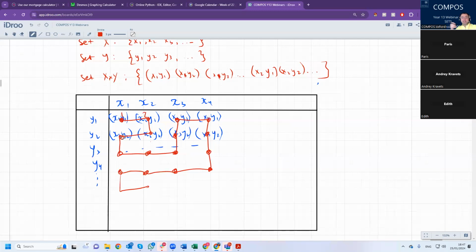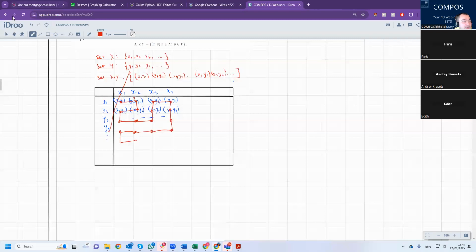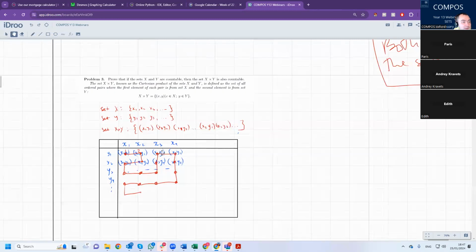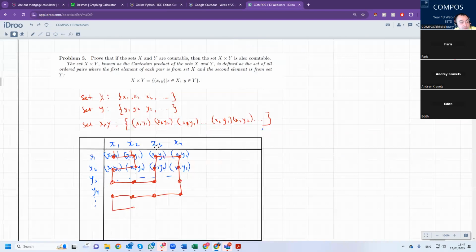So if the two sets are countable, that means that the Cartesian product is also countable. Does that make sense? Have I lost anyone here? Do you understand what I did?